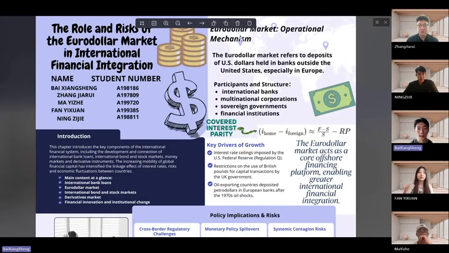Hello everyone. Today I'd like to share with you an important topic in international finance: the Eurodollar market, how it works, how it affects interest rates, and why it matters for financial integration.